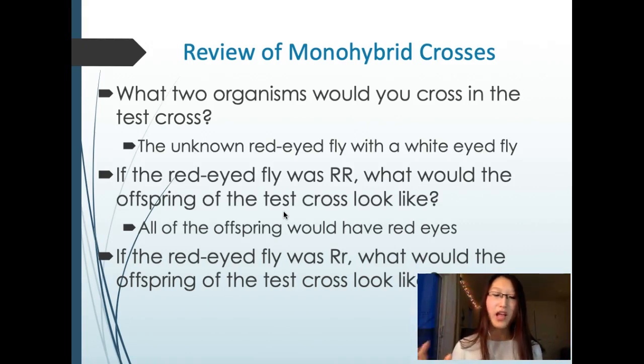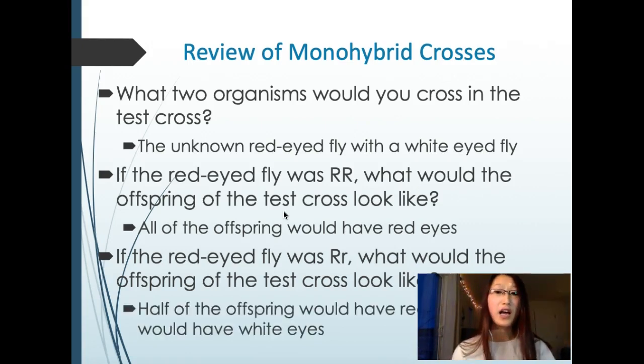So actually confirm that with your Punnett square and see if that's what happens. If half of the offspring are big R, little r, those big R, little r offspring are going to have red eyes, and the little r offspring are going to have white eyes. So what's the point of this?